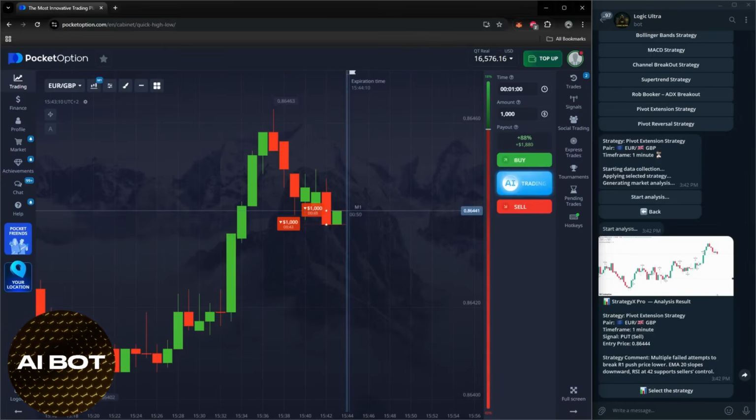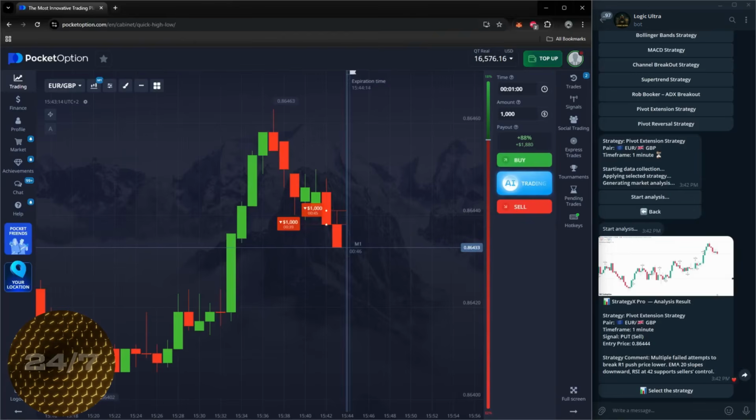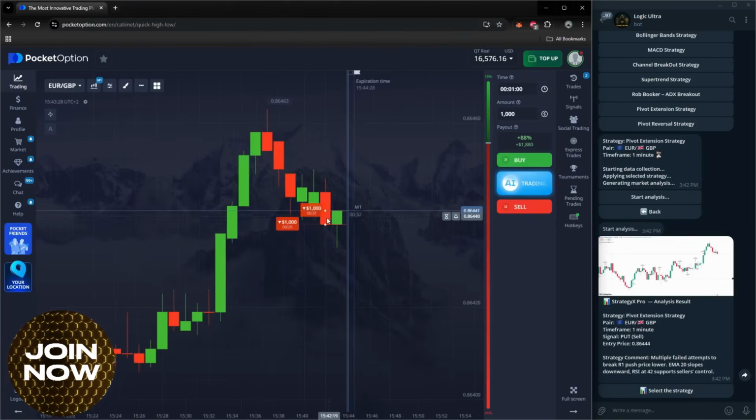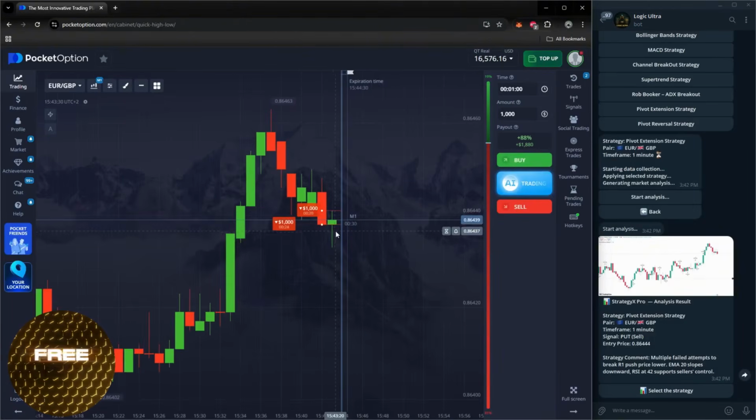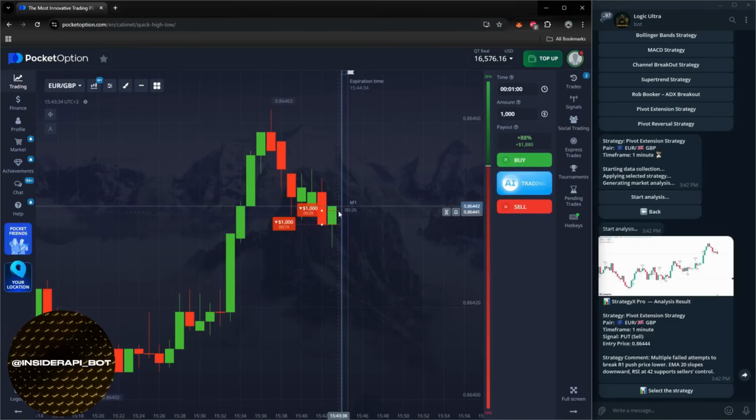Let's read into it. Multiple failed attempts to break R1 push price lower, EMA 20 slopes downward, RSI 42 supports seller's control. As you can see, there is a lot of movement and rejection. However, I'm actually expecting us to get this win, or at least one of these. It is fine to lose sometimes.